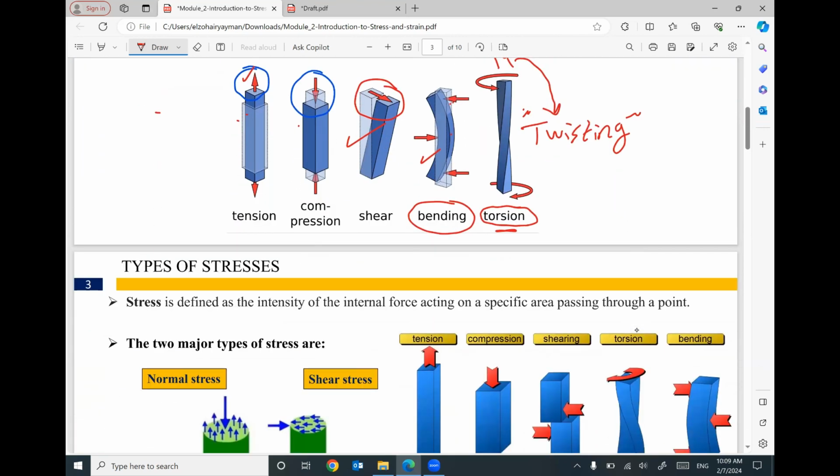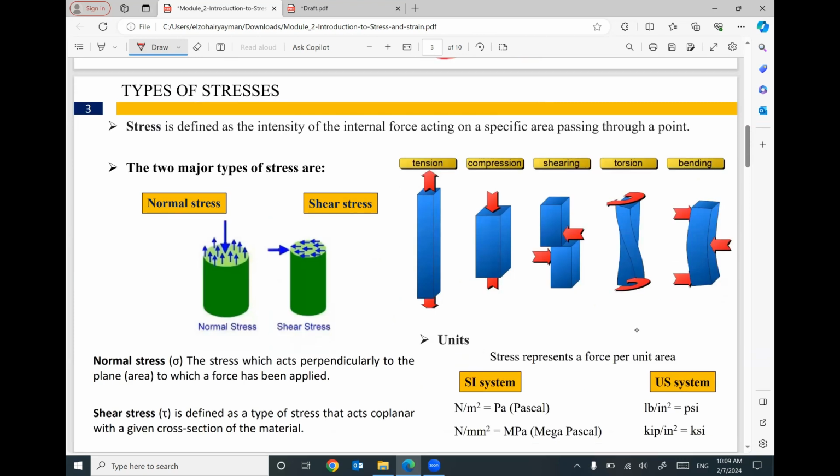So what is the definition of stress? Stress is defined as the intensity of the internal force acting on a specific area passing through a point. The stress can be one of two types. We have two major types of stress: normal stress and shear stress. What is the meaning of normal stress? What is the meaning of shear stress? It's very important to understand this concept.